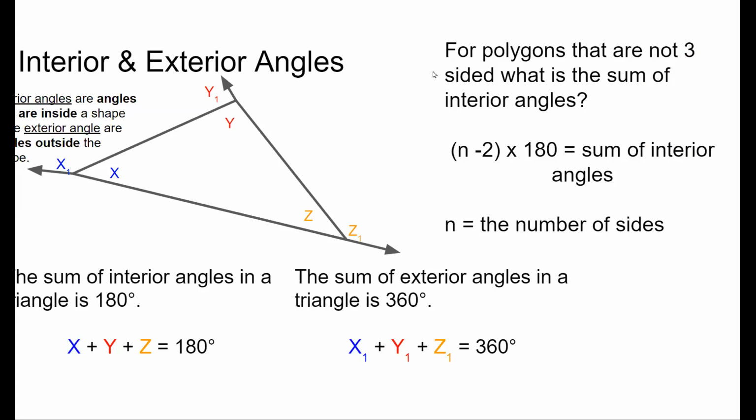Okay, so for a polygon with 6 sides, the sum of the interior angles will be 720, like Avery said. This is because n, the number of sides, is 6. 6 minus 2 equals 4, times 180, that's 720.